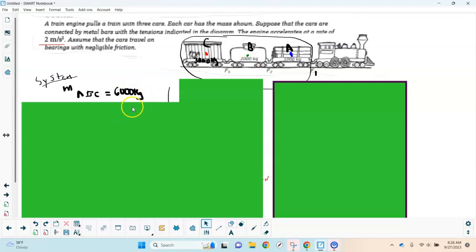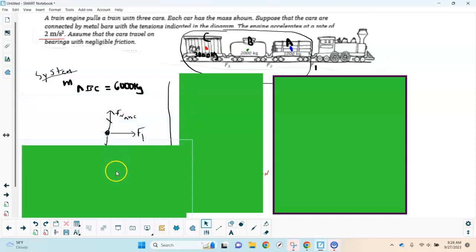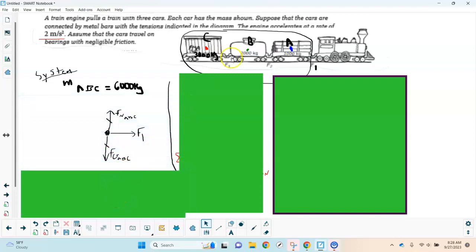And then we're going to draw our free body diagram. So again, it's not overly complicated. When you draw the free body diagram, in this situation, the up and down forces are canceling out. So I had it as A, B, and C. The normal force of A, B, and C is equal to the gravity force of A, B, and C. So they're just canceling out.